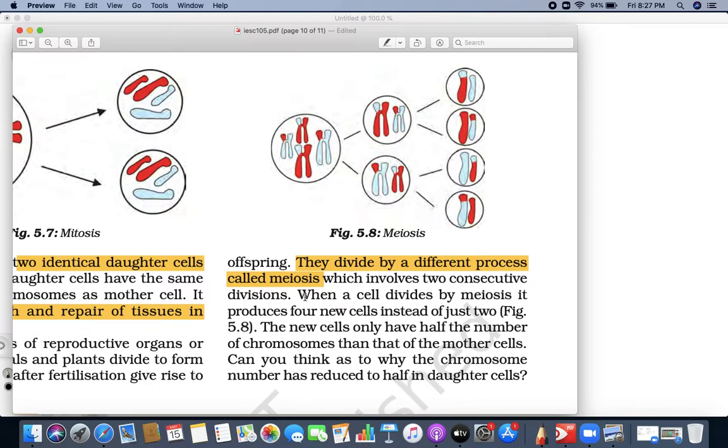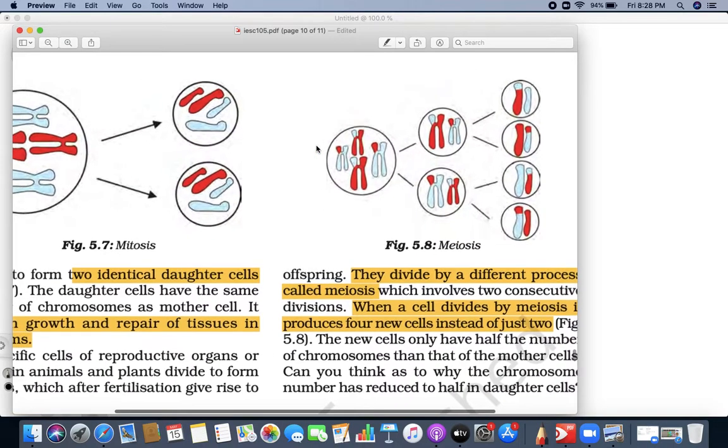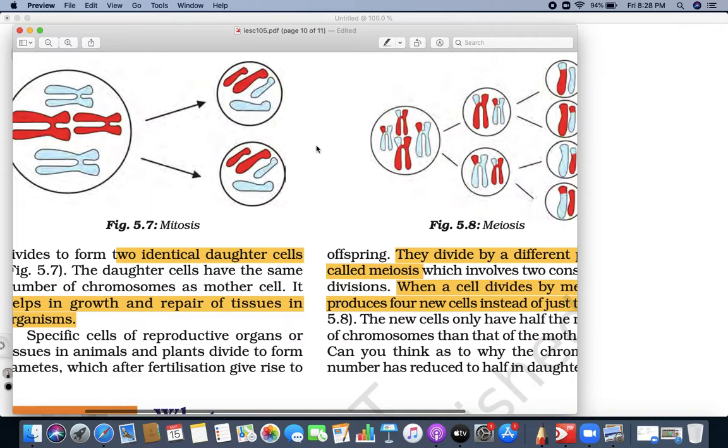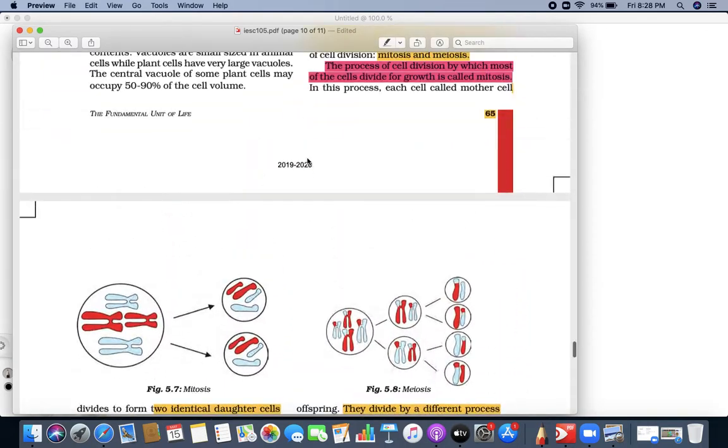When a cell divides by meiosis, it produces 4 new cells, not just 2. But the new cells only have half the number of chromosomes. Mother has 4, but the daughter cells have only 2 chromosomes. That is how it happens in meiosis and mitosis.